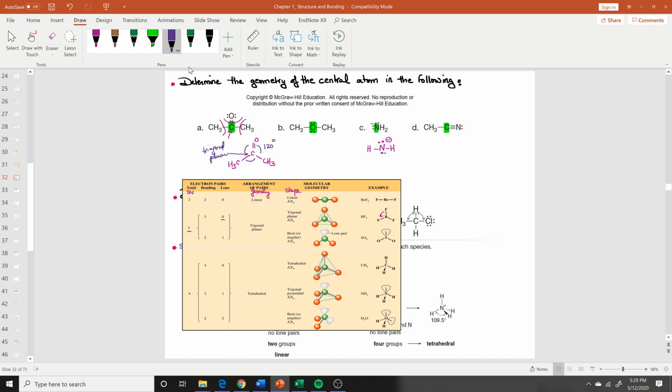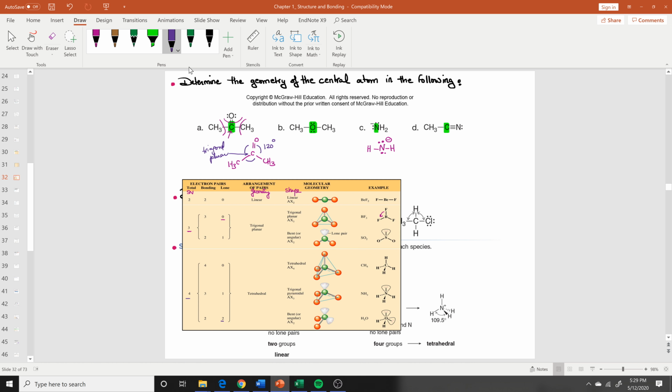Do the same thing over there. Oxygen has 1, 2, 3, 4 groups. So it does have 4 groups. How many lone pairs? It has 2 lone pairs. Do you see that? 4 groups and 2 lone pairs. It is a tetrahedral geometry still, but the shape is bent.